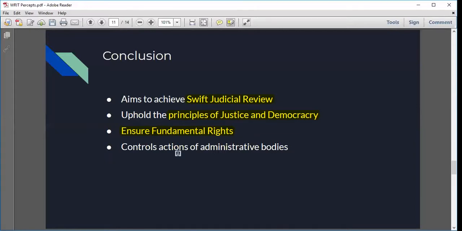Similarly, it controls actions of administrative bodies, right? So we have seen that in Mandamus the court is asking how a particular public office is exercising its jurisdiction and such things, right? So ultimately it is trying to control administrative bodies. So this is the general outline. Of course, this is a much bigger topic and it requires greater discussion, but we will do that in the regular course soon, right?